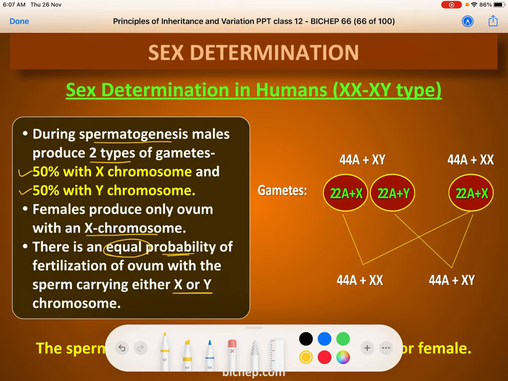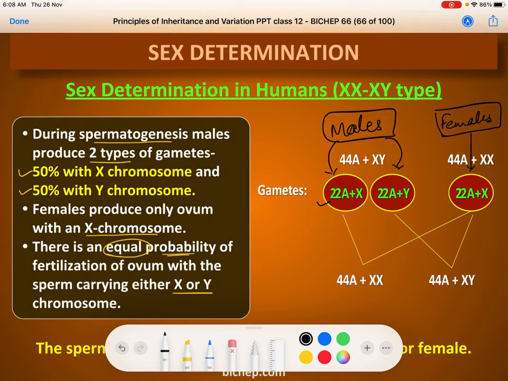So, if you see the representation, the males can produce two types of gametes, but females produce only a single type of gamete or egg. So, sperm can have 22 autosomes and one set, that is X chromosome or Y chromosome. Here A is termed as autosomes. So 22 autosomes and 1 X chromosome, or 22 autosomes and 1 Y chromosome.